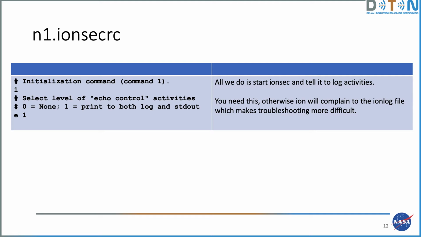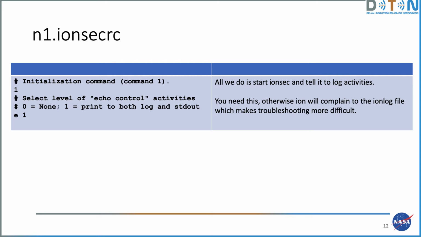ionrc: we're not going to be using ion security, as I said before. However, it helps to have an ionrc file that simply says to initialize the security infrastructure, and then you can do whatever you want about echoing stuff. The rationale is that if you don't, then Ion will continually complain into the log file that it has no configuration for IonSec, and it's not happy about that.